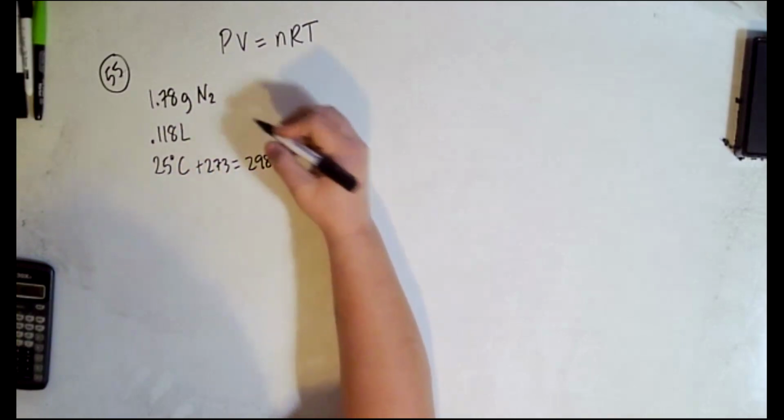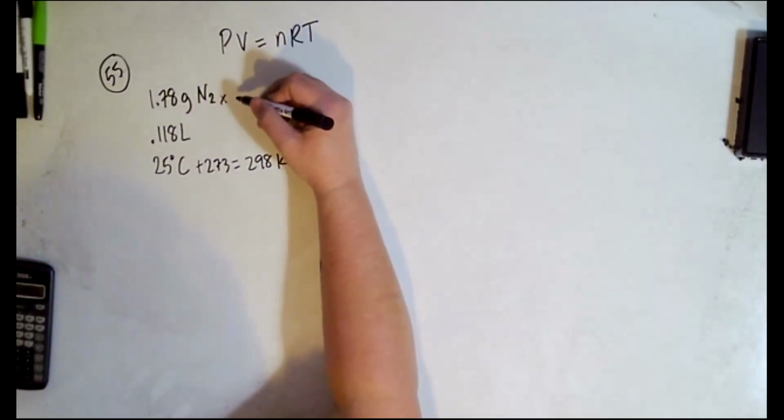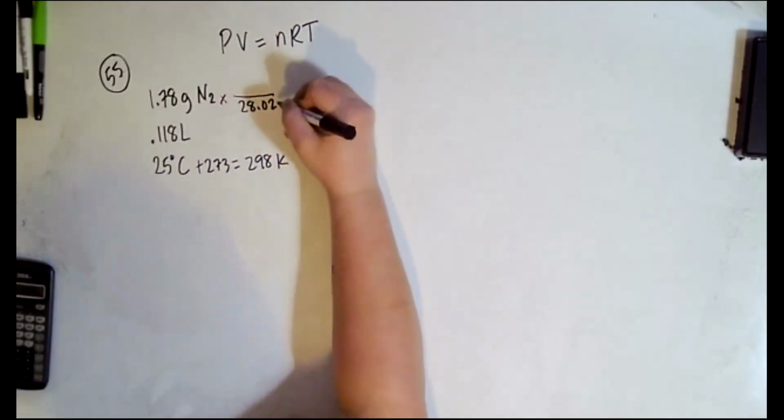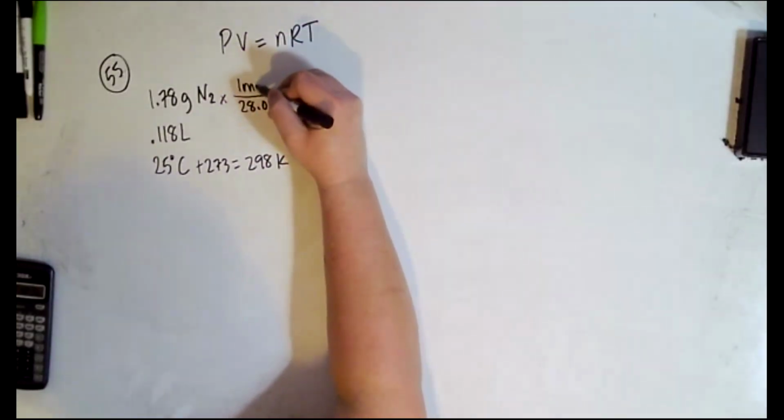So that one's easy. For our grams of nitrogen, we'll make that switch using the molar mass. There's 28.02 grams of nitrogen in 1 mole.